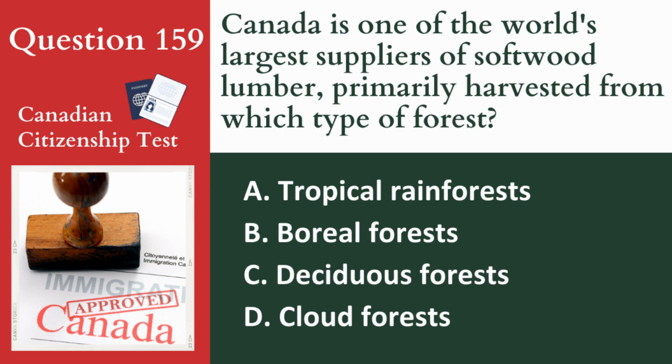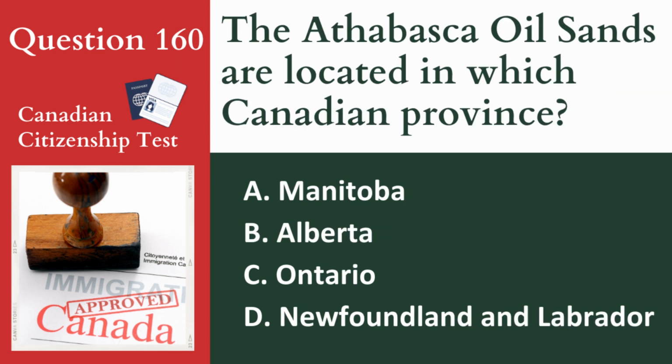Question 159. Canada is one of the world's largest suppliers of softwood lumber, primarily harvested from which type of forest? A. Tropical rainforests. B. Boreal forests. C. Deciduous forests. D. Cloud forests. Answer B. Boreal forests. The vast boreal forests across Canada provide a significant portion of the world's supply of softwood lumber. Question 160.